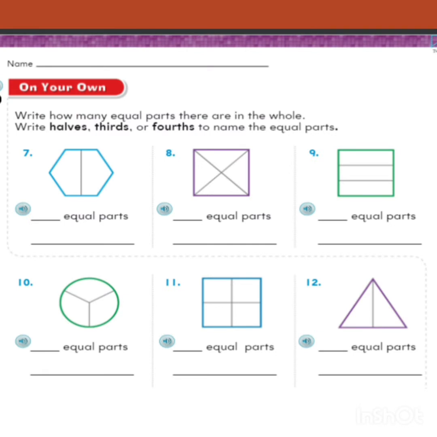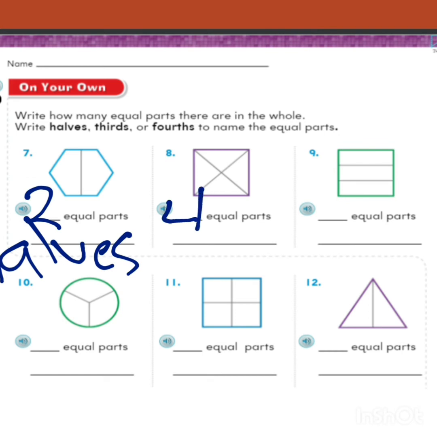Now, let's do some examples. Example number 7. How many parts did we divide my shape into? I divide it into 2 equal parts. So do you think that's halves, thirds, or fourths? Of course, that's halves. How about number 8? How many equal parts do we have? 4. So what do we call it? Fourths.